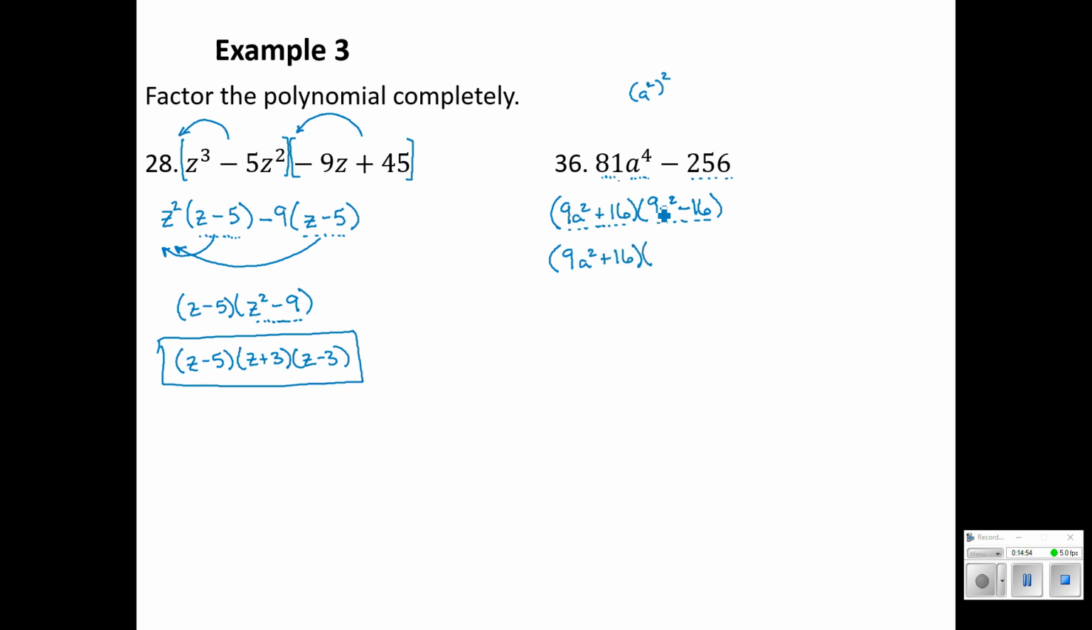Square root of the first is 3a. Square root of the second is 4. So we get factors of 3a plus 4 and 3a minus 4. And there we have it, fully factored.